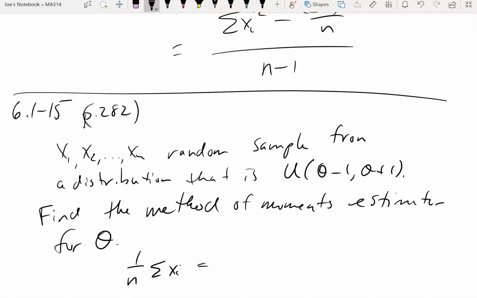How do you find the mean? 1 over theta plus 1 minus theta. That's the PDF. Oh, I'm stupid. Is it B minus A? Ah, B plus A over 2. Yeah, it's just theta. So 2 theta. No, 2 theta over 2, right?